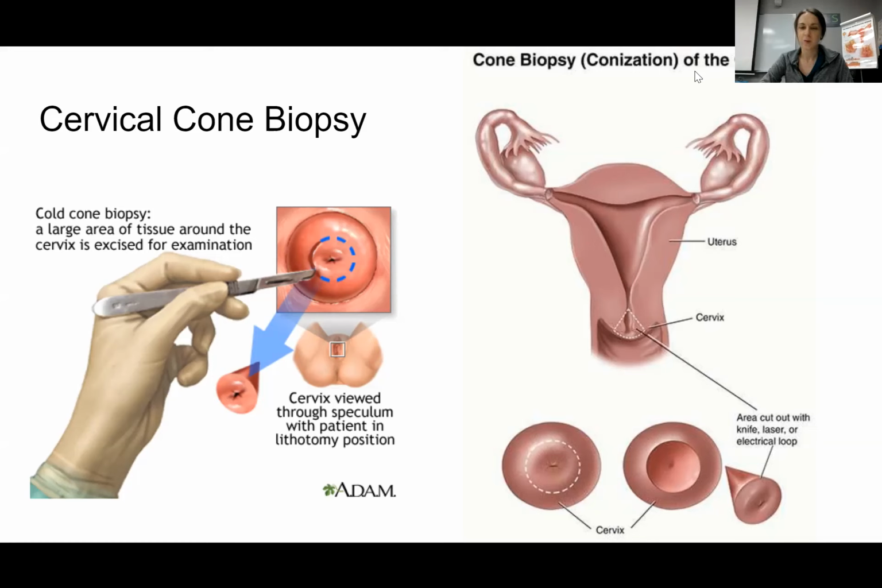So if you look on the right side of your page right now, the area cut out with a knife, laser, or electrical loop. So the reason it says cold right now is because we're not using a laser, we're not using electricity of any kind, we're just using a knife. That's why they're going to call it cold. So this one is done cold, and hopefully now you understand the name conization because we're taking a cone of the cervix out. So cone biopsy, be familiar with cervical cone as it says in your book. So cervical cone biopsy.